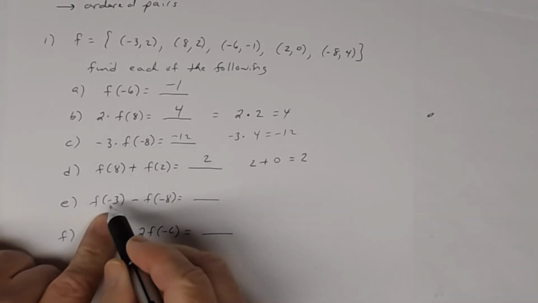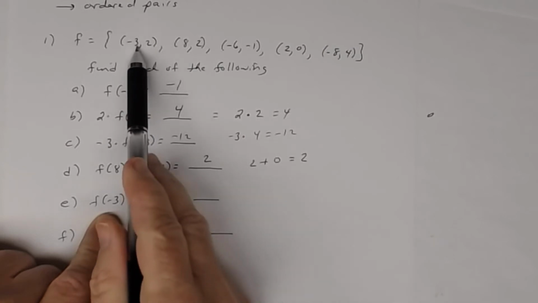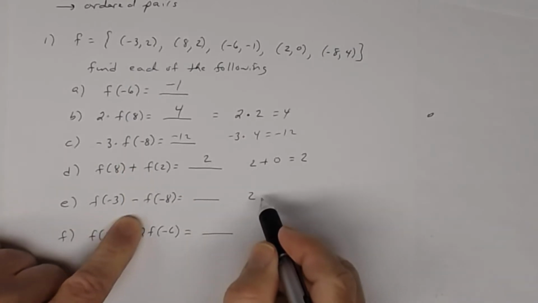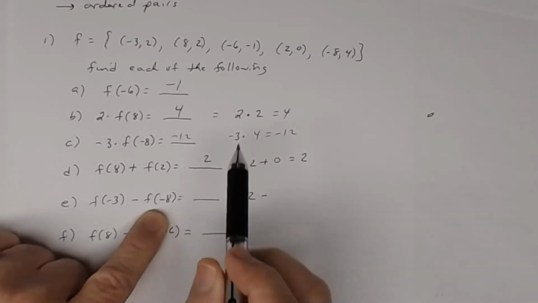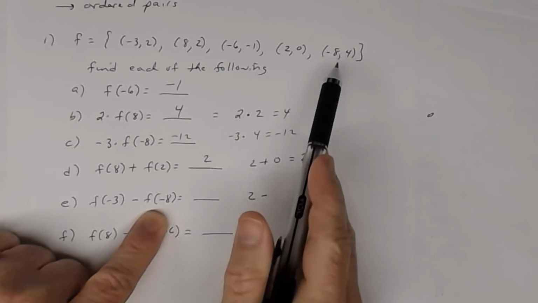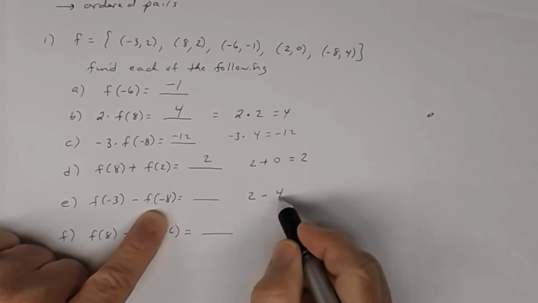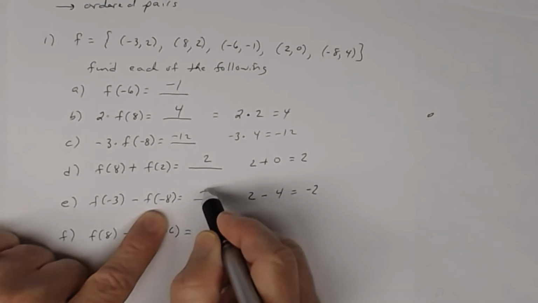Here, f of negative 3. So what's the y value when x is negative 3? So here's where x is negative 3. That y value is 2. So I get 2 subtract, and then f of negative 8. So f of negative 8, what's the y value when x is negative 8? That is 4. And 2 subtract 4 is negative 2.